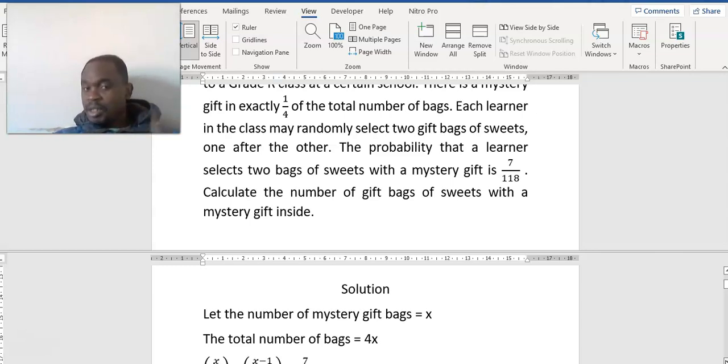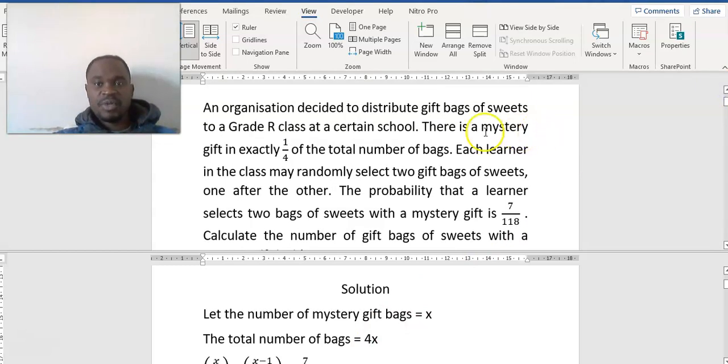The first one, we can let the mystery gift bag be equal to x, because the question says calculate the number of bags of sweets with a mystery gift inside. So the bags that contain mystery gifts, let's call it x, because it was not given in the question. We don't know, that's what we are finding. Then it means the total number of bags is going to be 4x. Why? I'm going to show you.